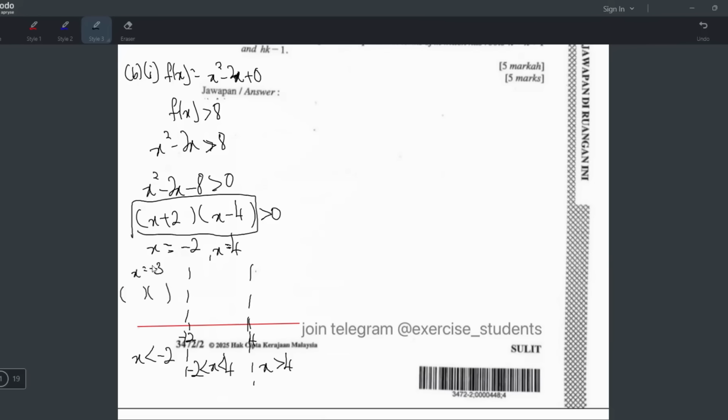So now we sub x as negative 3 inside here. Negative 3 plus 2 is negative 1. Negative 3 minus 4 is negative 7. And I get positive 7. And I care about the sign only. So is it positive or negative? Positive. So I write positive.